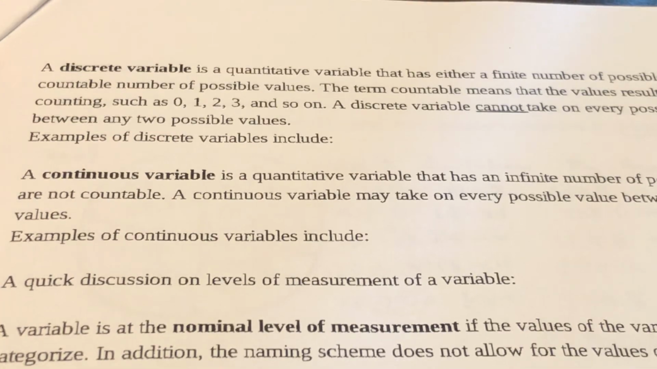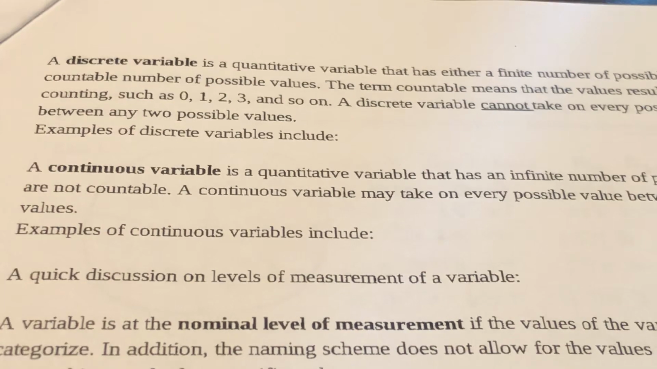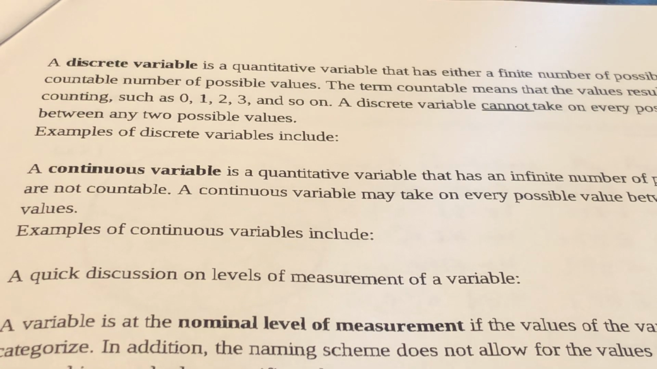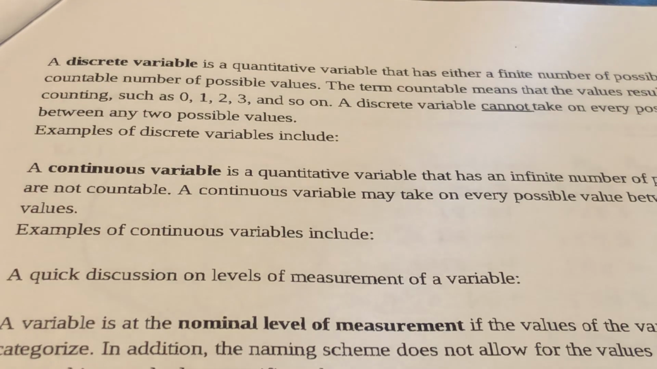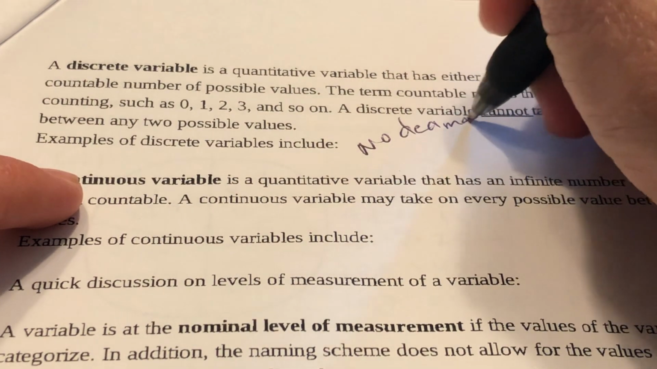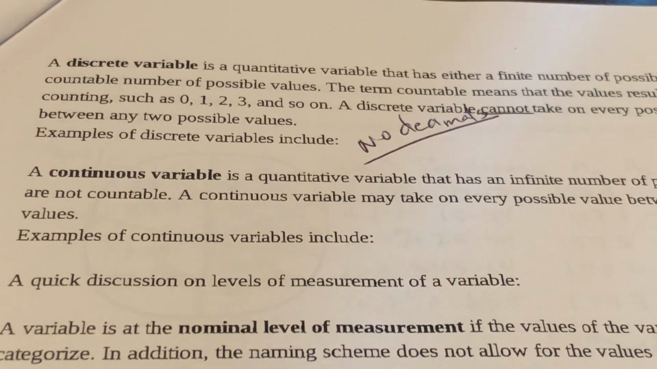All right, you guys can read this. A discrete variable, again, I trust that you can read. So a discrete variable, essentially, is a countable variable. Discrete variables mean I'm taking on values of 0, 1, 2, 3, and so forth. So there are no decimals. Just write this down in layman's terms: no decimals involved with the discrete variable.